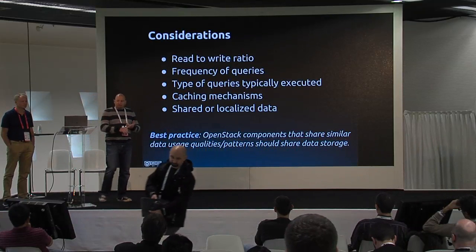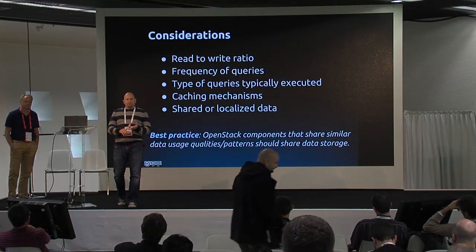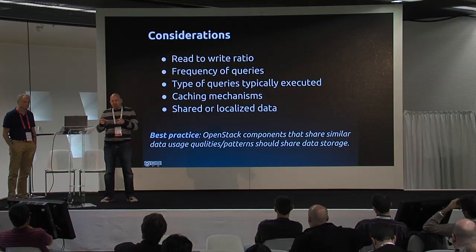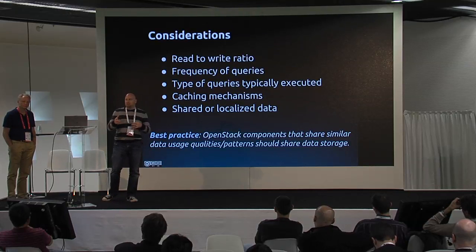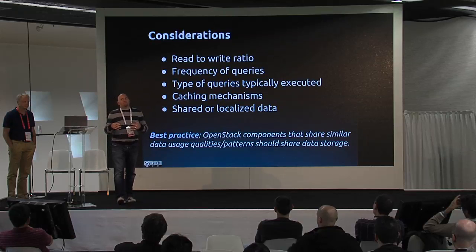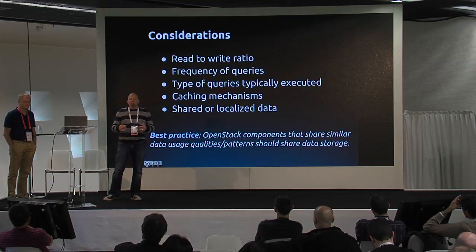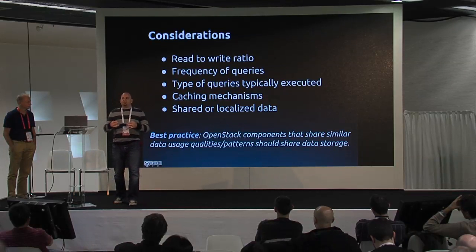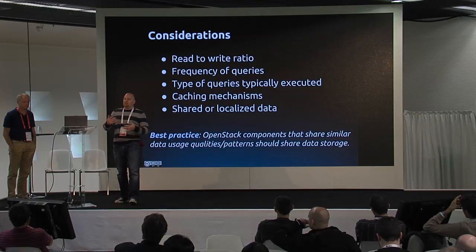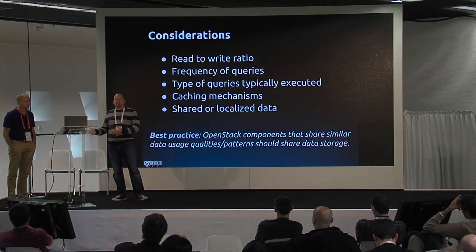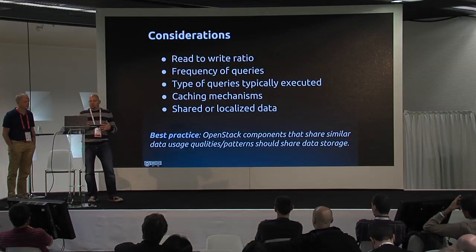We're going to talk about the frequency in which certain queries are done, the read-to-write ratio for particular types of data is very different between Neutron and Keystone and Cinder. Caching mechanisms are all different. So especially with Keystone, for instance, you can store tokens, authentication tokens, in a completely different data store than your identity data. So understanding all those kind of things go into how you structure your database deployment.